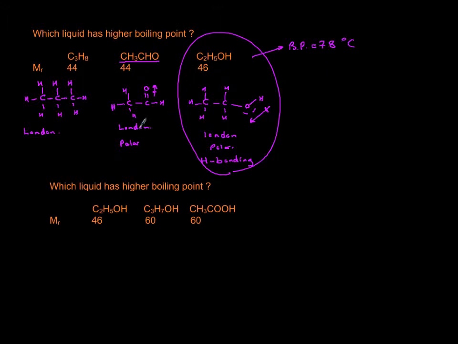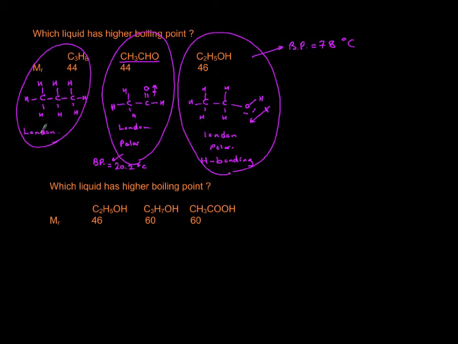Celsius. This one is the next boiling point because of the polarity, and its boiling point is equal to 20.2 degrees Celsius. This has nothing except London dispersion forces, and its boiling point is the least. And it's a gas, so it's less than room temperature, negative 42 degrees Celsius.